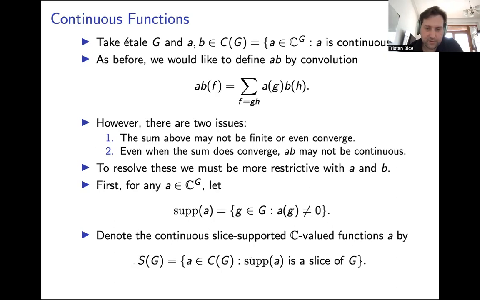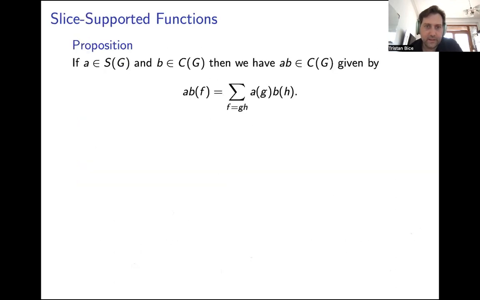So this is our first attempt to at least show that this product is going to be well defined. And indeed, this is what we will prove. If you have two functions, both continuous, and at least one of them is supported on a slice, then you do have a well-defined product. And not only that, but the resulting product is again going to be a continuous function.